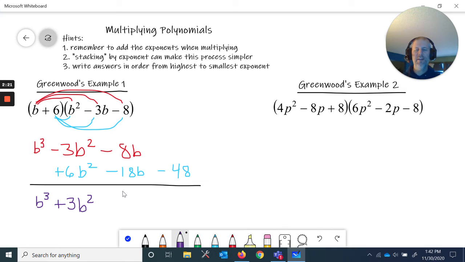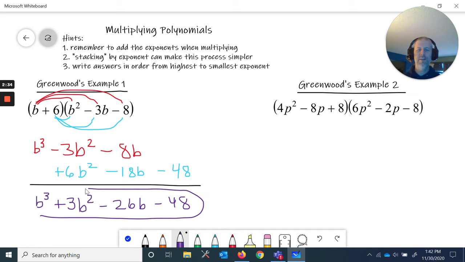Negative 8 minus 18, that's a negative making it more negative, so it's going to be negative 26b, and then there's nothing to combine the 48 with, so minus 48. So if you combine these things by stacking them, that can simplify your life a little bit. So go ahead and pause the video, take a try on the second one, which is a 3 by 3, and then I'll go over it with you.